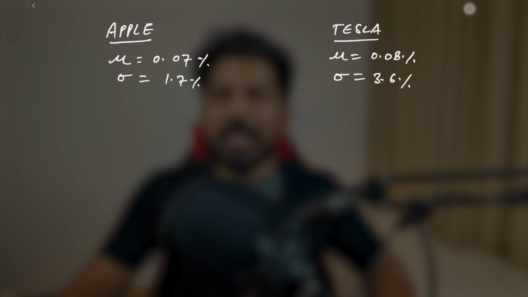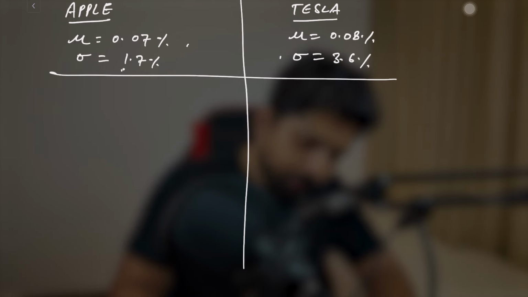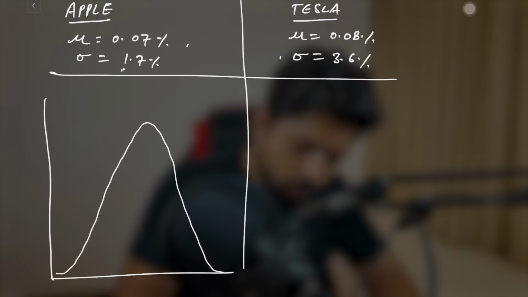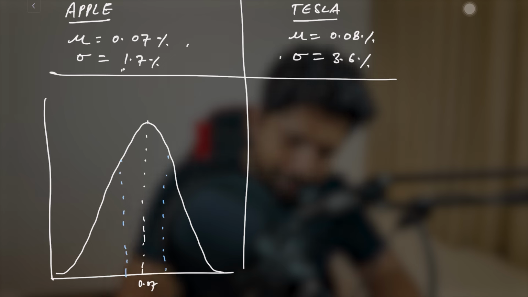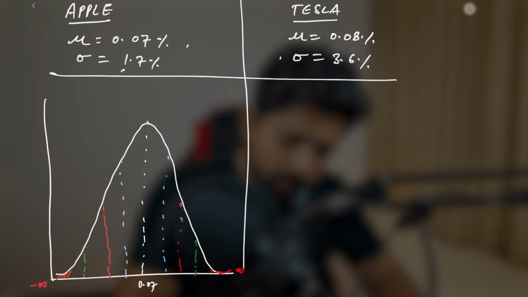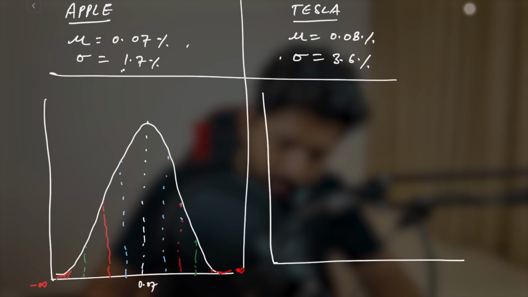You can also see on the screen the mean value and the standard deviation value, right, of both the Apple and Tesla. Okay, so when we draw this plot for the Apple, it will be like this. This is the mean, which is 0.07. Then we have the first standard deviation. Then we have the second standard deviation. And last we have the third standard deviation, right? And after that, these values are unknown. We do not know that, right? This is coming from negative infinity to positive infinity.